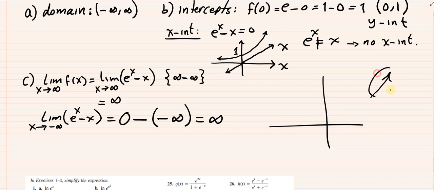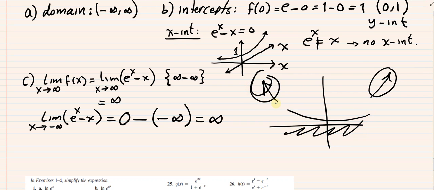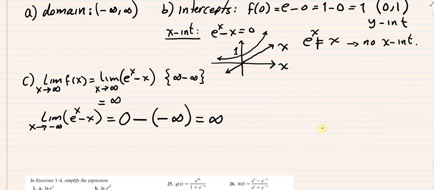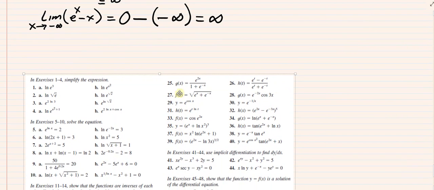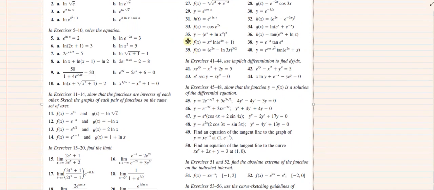So this is what we know. The function goes this way, and the function goes that way. Remember, there is no x-intercept, so it has to sit above the x-axis. It crosses at 1. Pretty much you're looking at the graph of this function just by looking at the extreme behavior and the y-intercept. Let me move this out of our way.